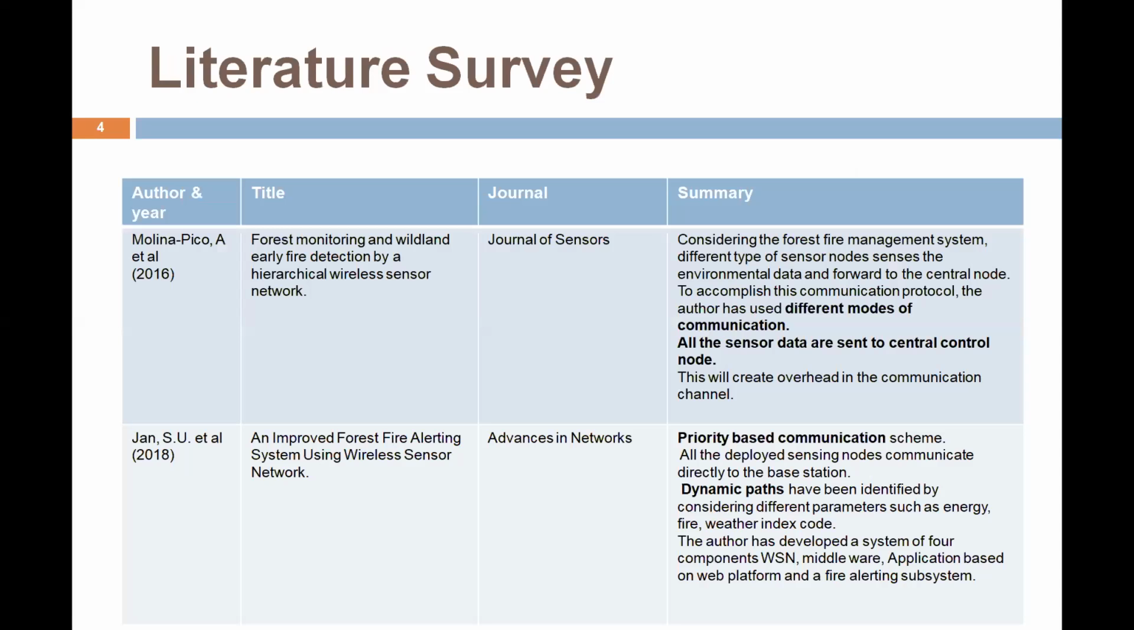The framework we are going to propose will be helpful to reduce forest fires, and will be helpful for predicting fires. The framework will help identify fires and give notifications to the users.